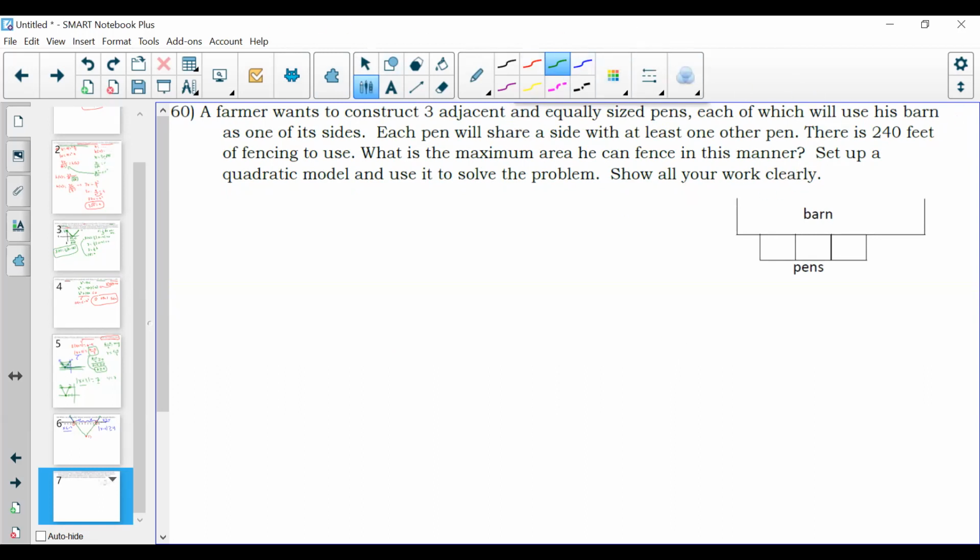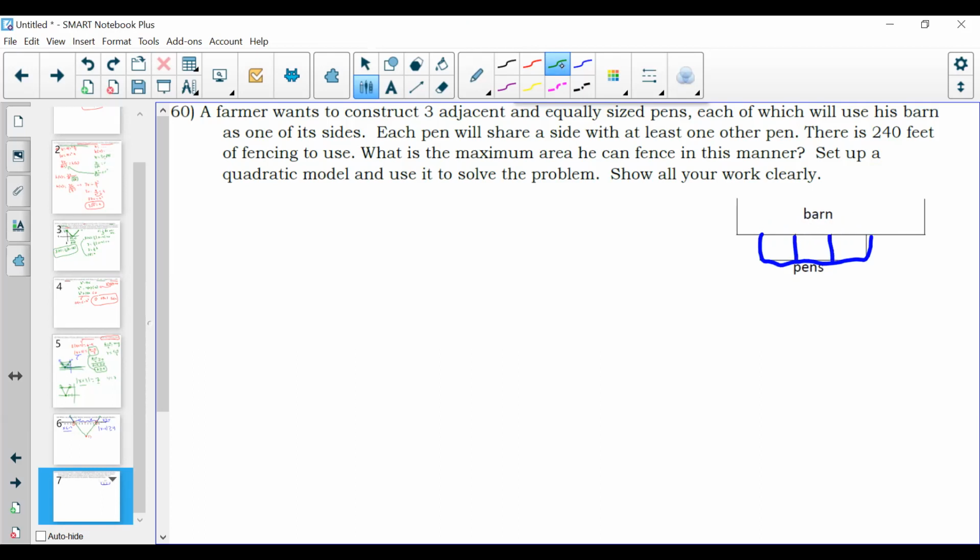Okay. So for this problem, we're going to need to make 2 different equations. One for all the fencing that he has to use, what we have to cover with fencing, and the other an area formula, so we can figure out how to maximize. So everything that's being used for fencing is right here. Everything in blue is everything he's using fencing for.